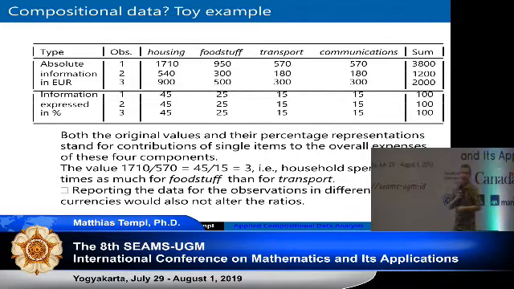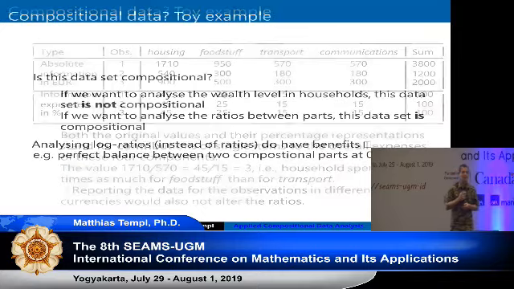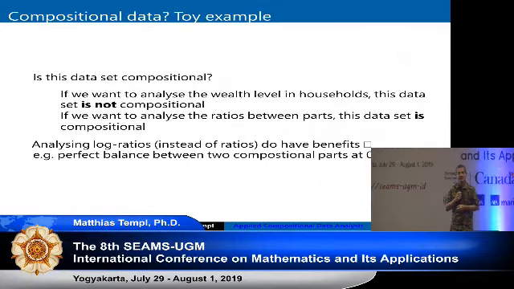So if you report your numbers here in dollars or in rupees or in euros, doesn't matter. The result should be the same. But is this data set really compositional? Depending what you're doing. If you are just interested in the wealth, maybe it's not compositional. You're just interested in the absolute numbers. If you're interested in the ratios between parts, then the data set is compositional.